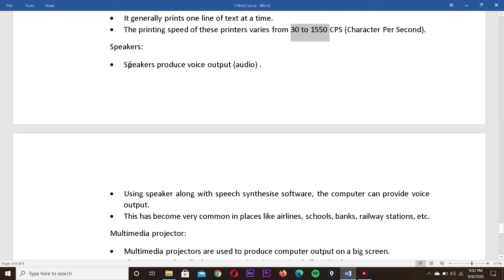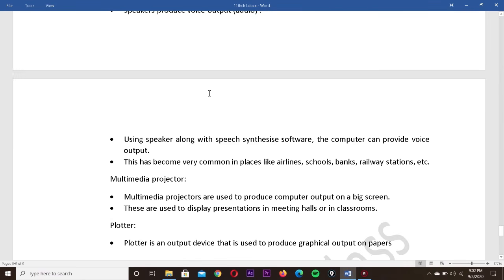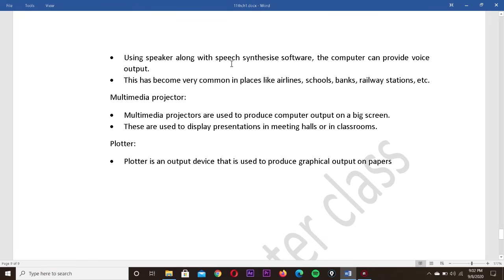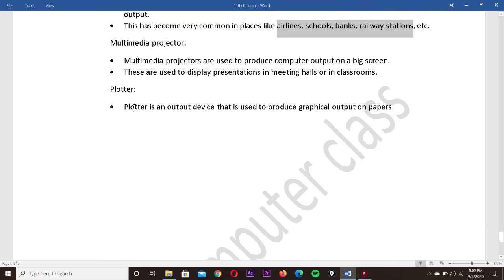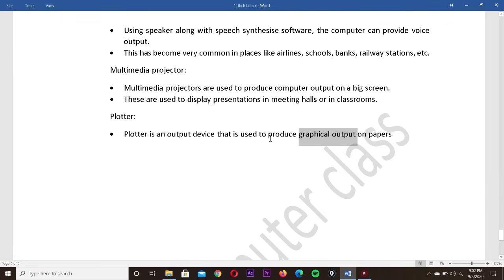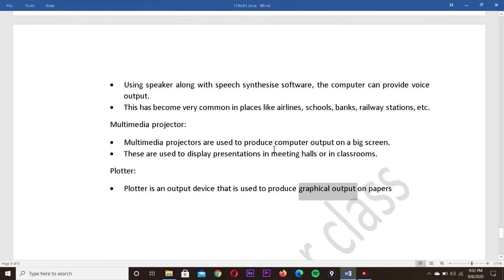Next one is the speakers. Speakers are a voice output, that is audio, it gives the audio. So the speech synthesizer software, that is very important. This speech synthesizer software is used for synthesizing the speech, and where it is used, that you have to write. Okay. Multimedia projector, already you know. Next, plotter is an output device that is used to produce the graphical output. Okay. So all the points I highlighted, those points you have to write. Okay, that is very important.